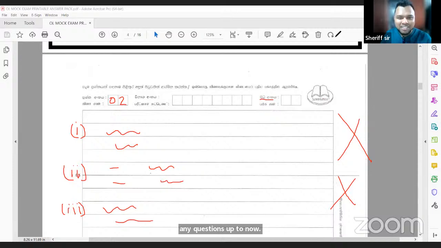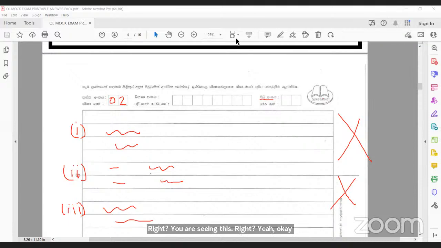Fatima, you are driving on the middle of the road, right? You have seen this, right? Yeah. Okay. Any questions for that?